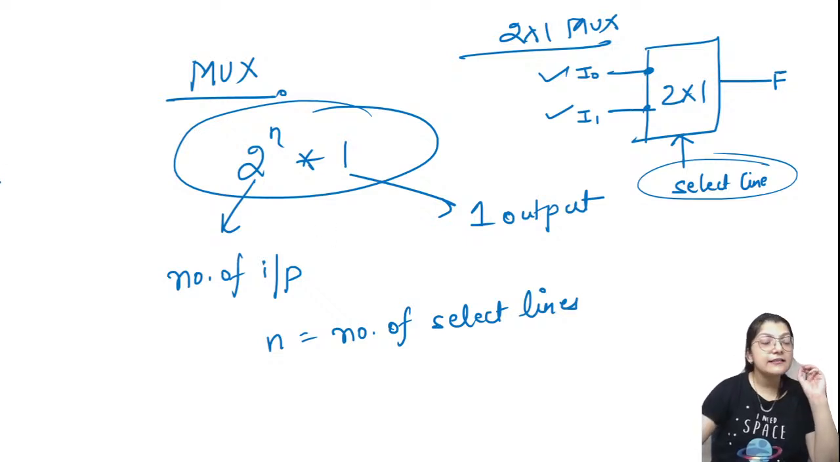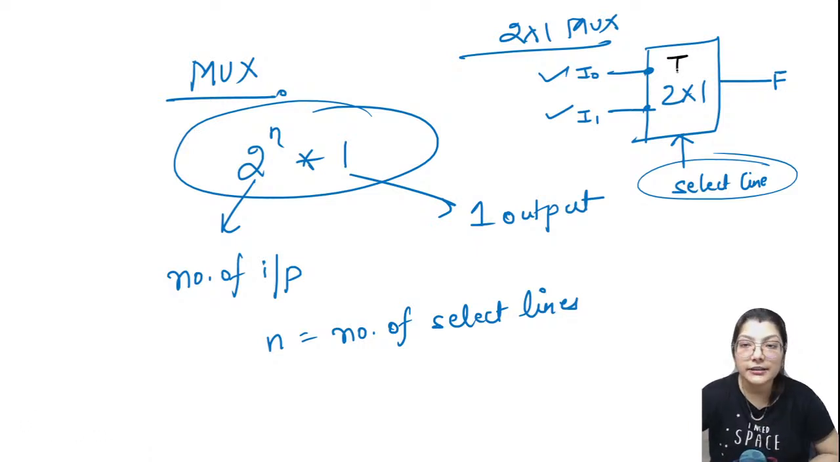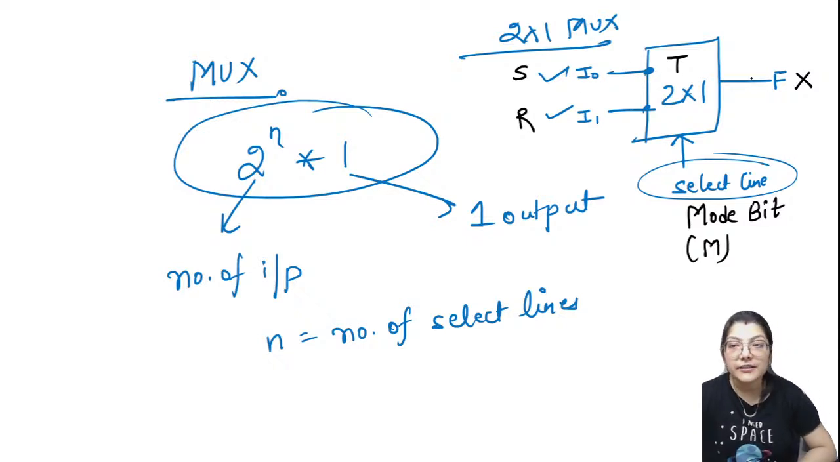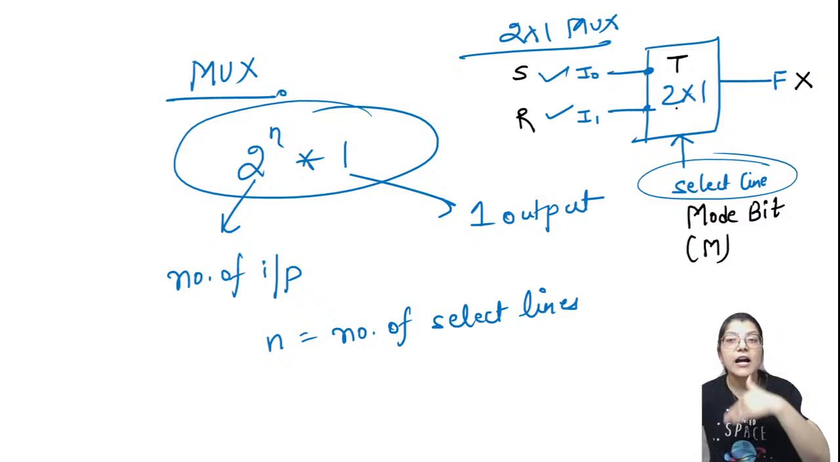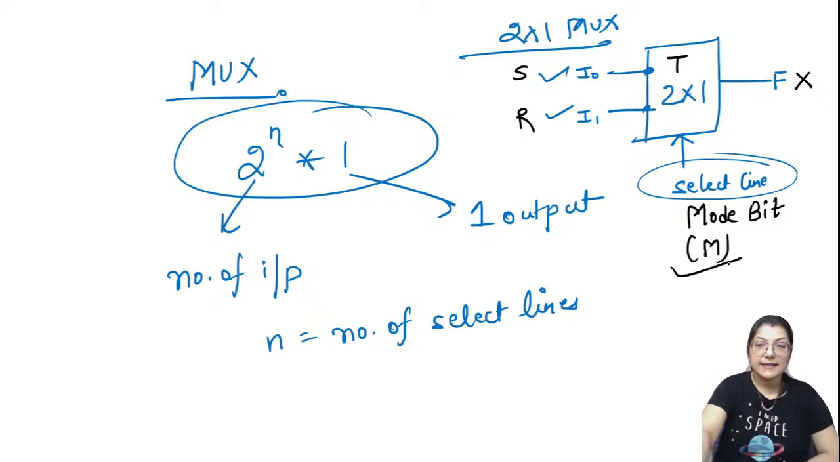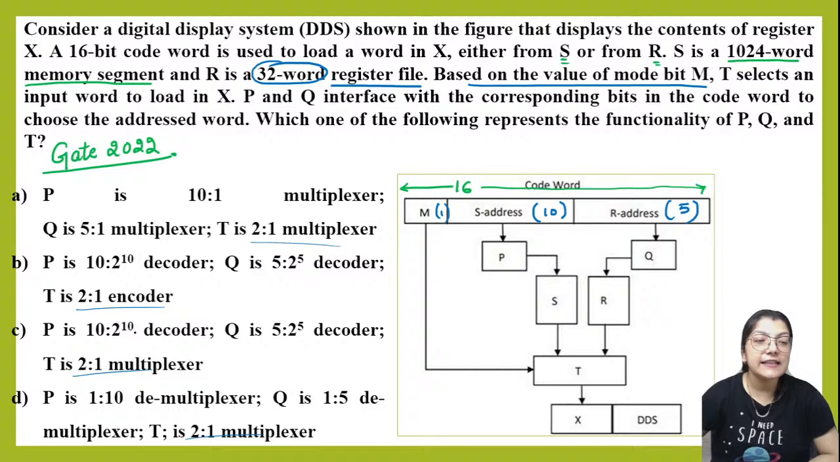Yes, so in this question also, what they are saying is that this is your T, and we have this S over here and we have this R over here and we have this X as the output, and this select line is your mode bit. This mode bit M will choose whether the content of S will be given to X or whether the content of R will be given to X. That will be selected by this mode bit. Yes, so what is this? So C जो है हमारा basically your T, this is what?